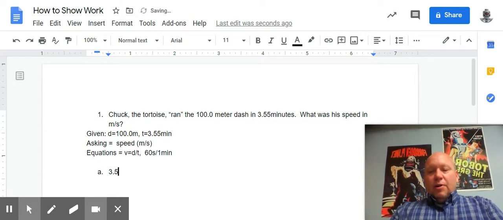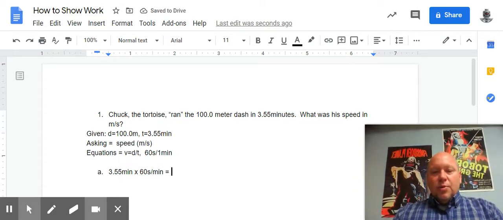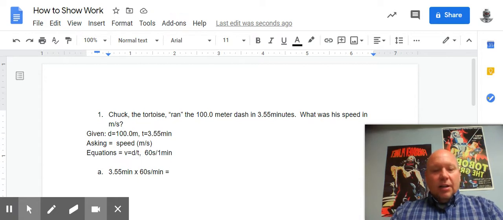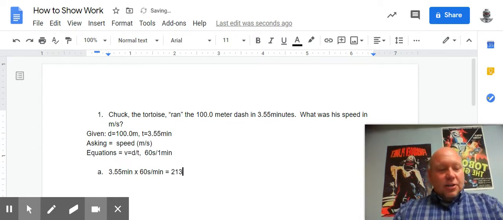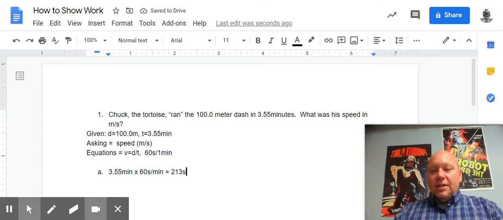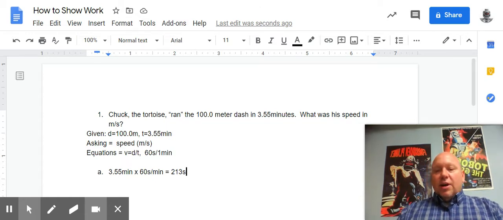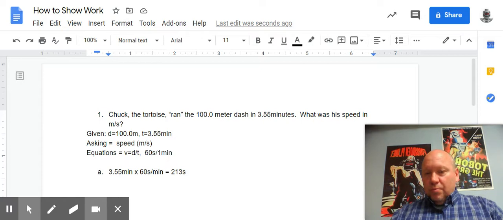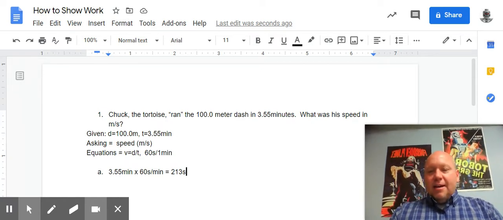So that's 3.55 minutes times 60 seconds per minute. Okay, so minutes cancel out, leaving us with, I'll type it in my calculator. You don't have to do math in your head. I get 213 seconds. So let's check our sig figs. Infinite sig figs here, 3 sig figs in 3.55. So our answer needs to have 3 sig figs. So boom, it's already 3 sig figs. Yay, much rejoicing.